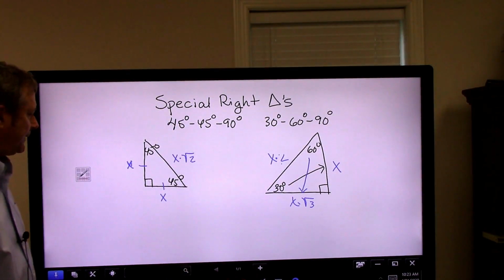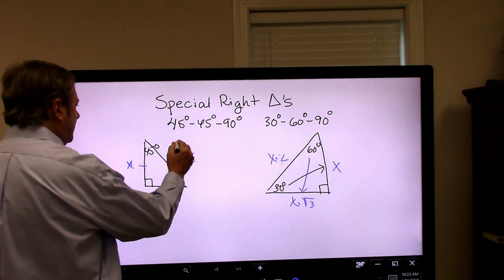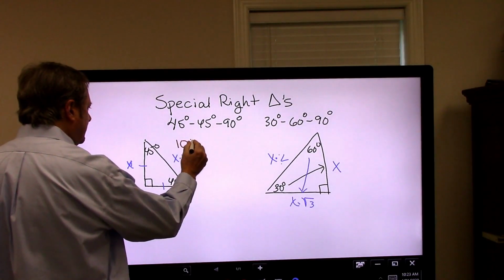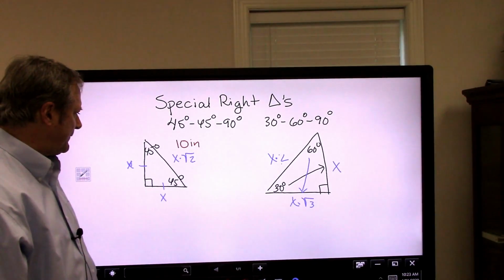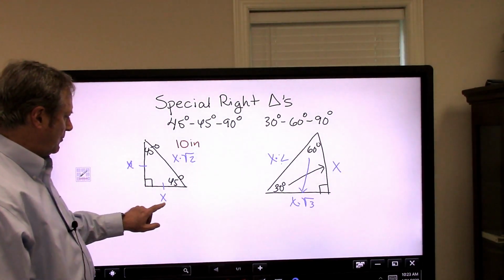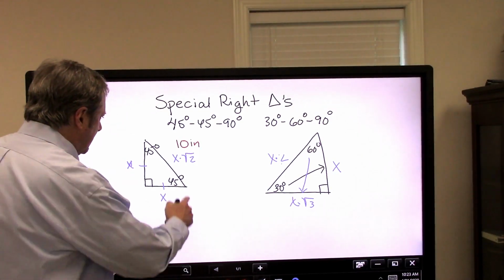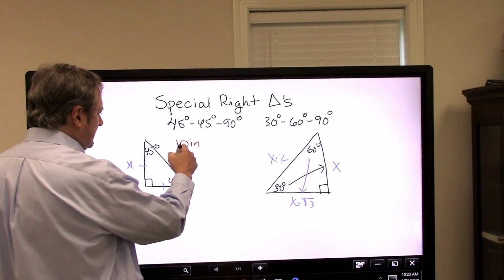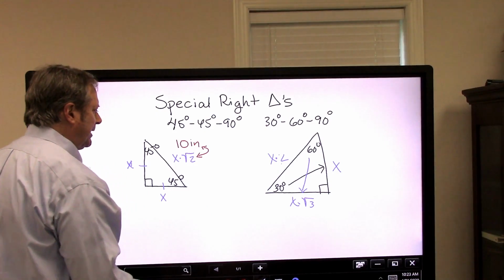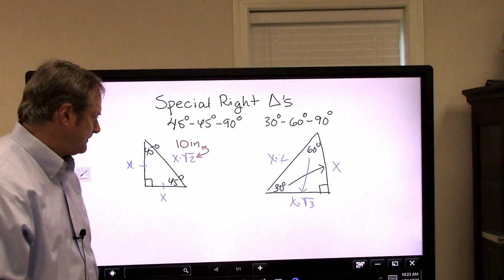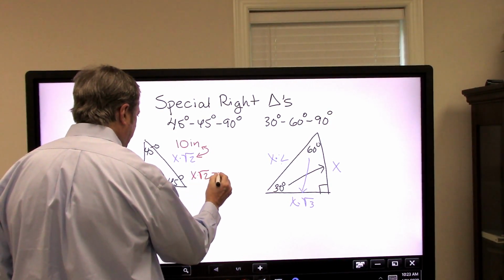All right, let's say now that this length, we're told, is 10 inches. Now, it's a 45, 45, 90. We need to find out what these sides are, and if we find one, obviously it's the same for the other. So what we're going to say is, well, 10 inches is the same as x times the square root of 2. So you're going to say x times the square root of 2 is equal to 10.